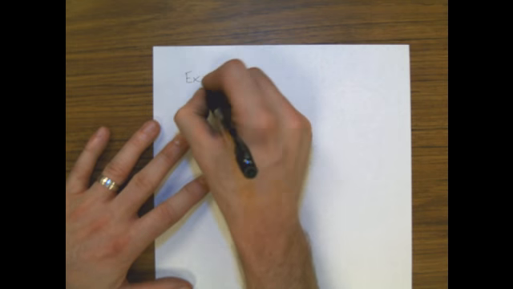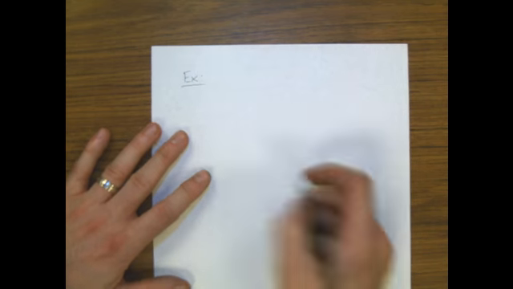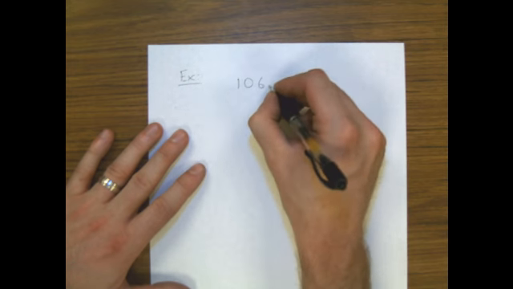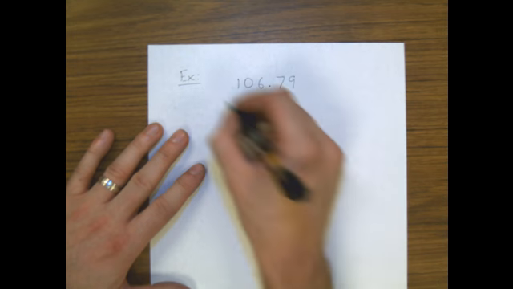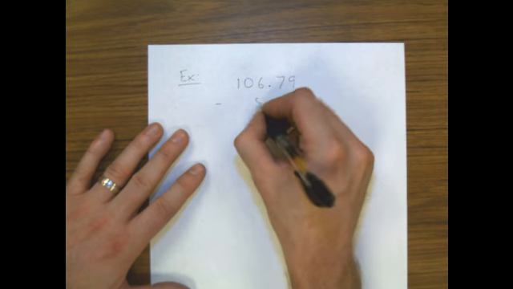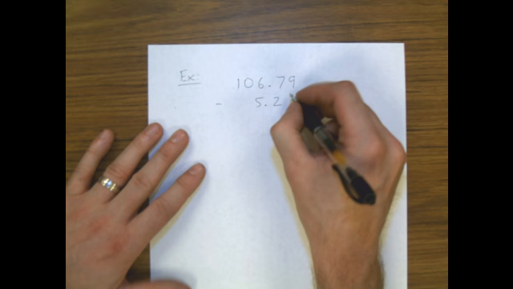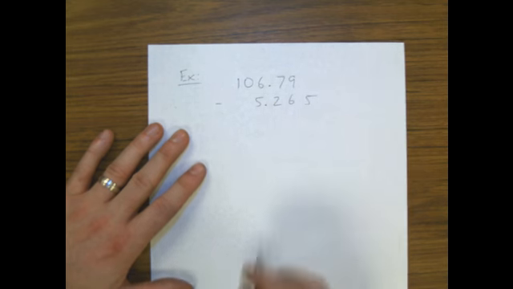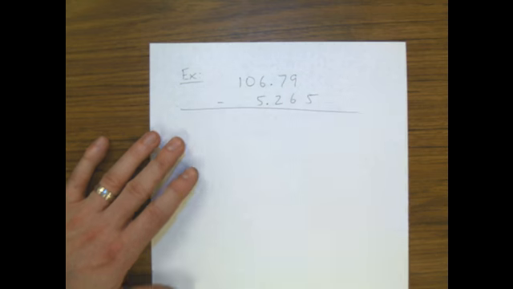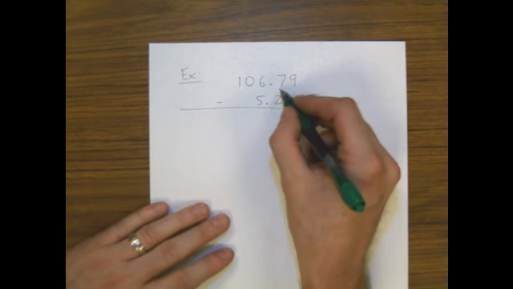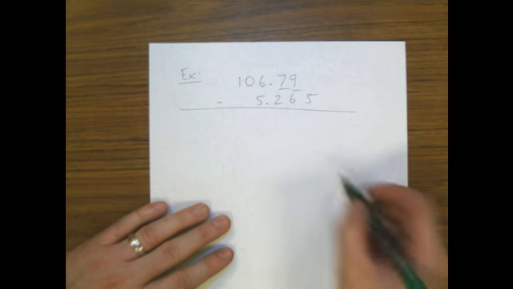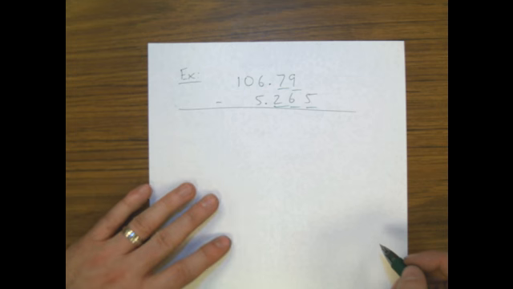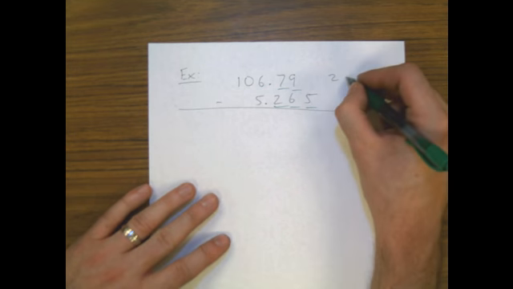Let's do one more example, and this should help you out with the rest of your assignment. The next example is going to be a subtraction problem. Say I'm subtracting 106.79 minus 5.2. Now I look at the first number. First number is 2 decimal places. The second number is 3 decimal places. That means that my answer is only going to be to 2 decimal places.